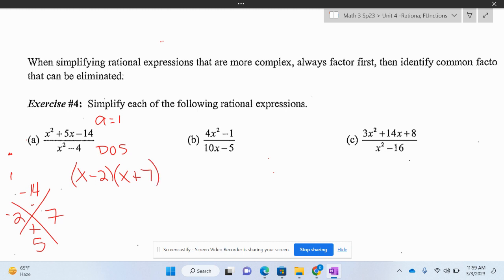So that only happens, remember, when your leading coefficient is 1. That's the only time that works. If there's another number attached to the x squared, you have to factor by grouping or use a factor box.